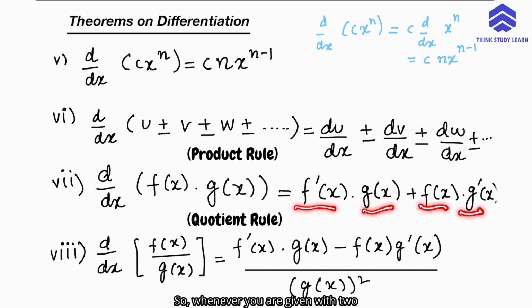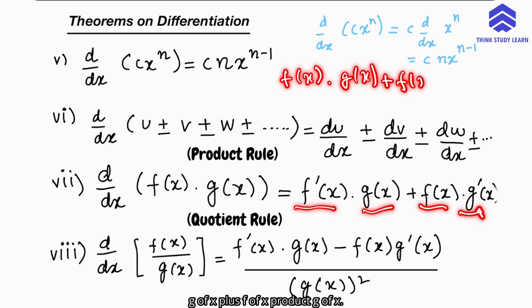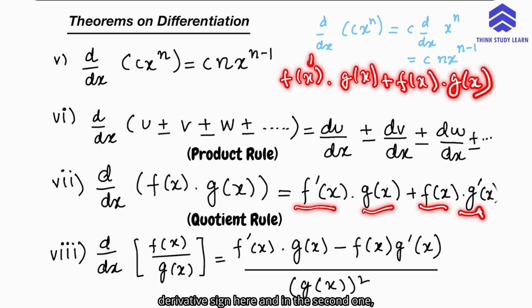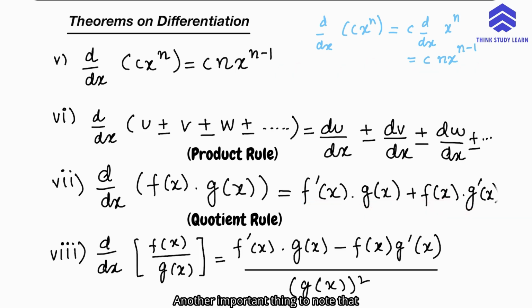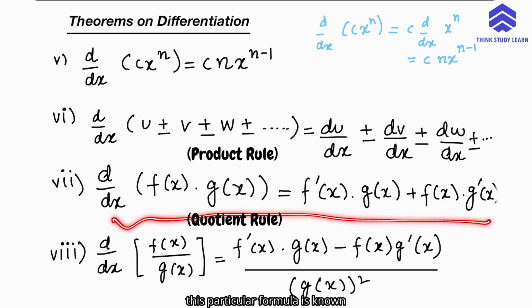So whenever you are given two different functions and you are asked to find the derivative of their product, what you have to do is write f of x product g of x plus f of x product g of x. In the first one, you have to write the derivative sign here, and in the second one, you have to write the derivative sign here, and you got the formula. Another important thing to note is that this particular formula is known as the product rule.